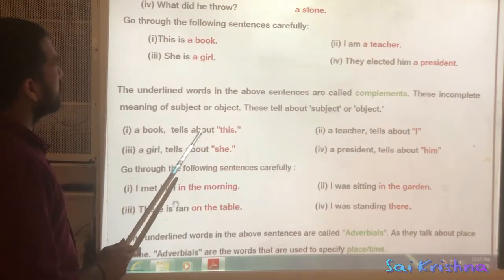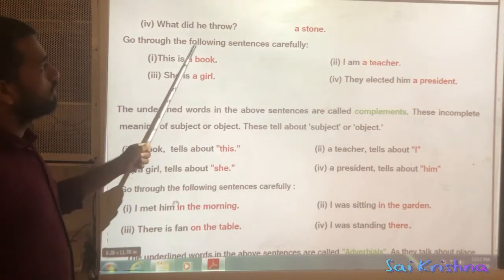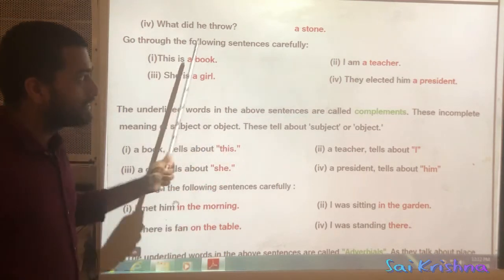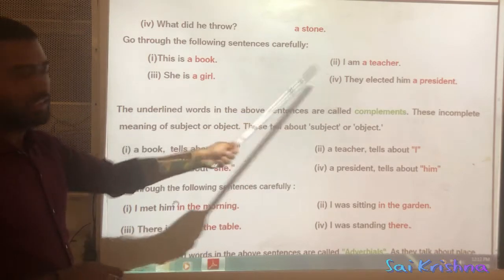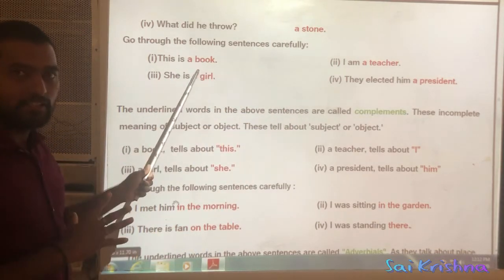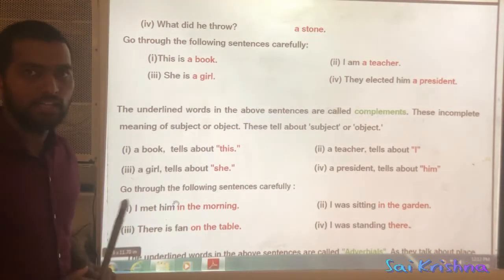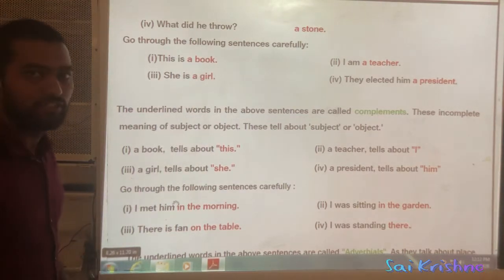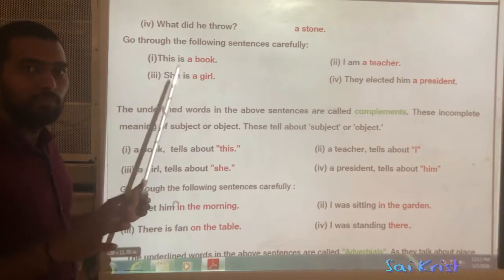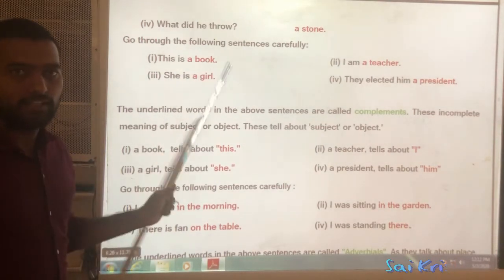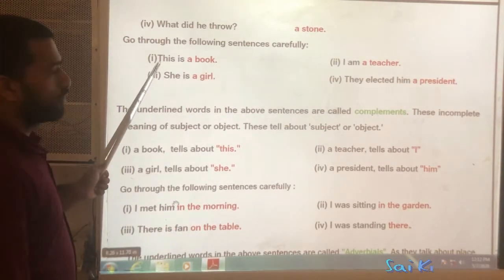Let us discuss the complement now. Go through the following sentences carefully. There are some sentences given. According to these sentences, if a complement is there, how can it be identified, what is the definition of complement, as well as what is the rule of complement to be remembered. Let us discuss. Look at the sentences.